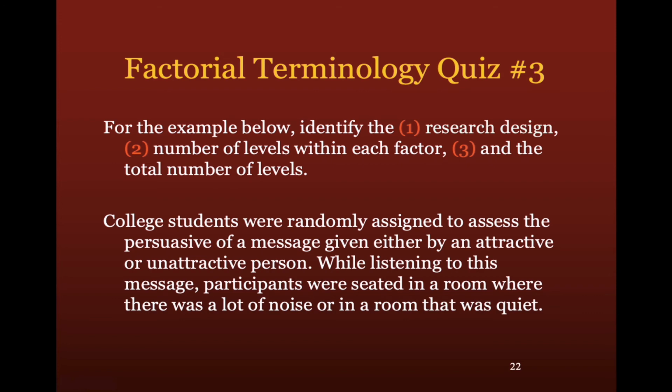So what's our design? So it's a 2x2 design. The first factor is attractiveness of the person giving the message, and there are 2 levels there. It's either an attractive person or an unattractive person. And then the second factor is the noise level in the room. So it's either a quiet room or a noisy room. Right? So it's a 2x2 factorial design. Each factor has 2 levels and gives you a total of 4 conditions.